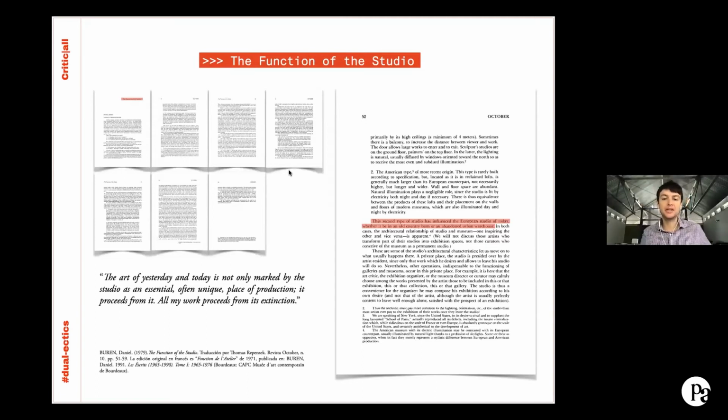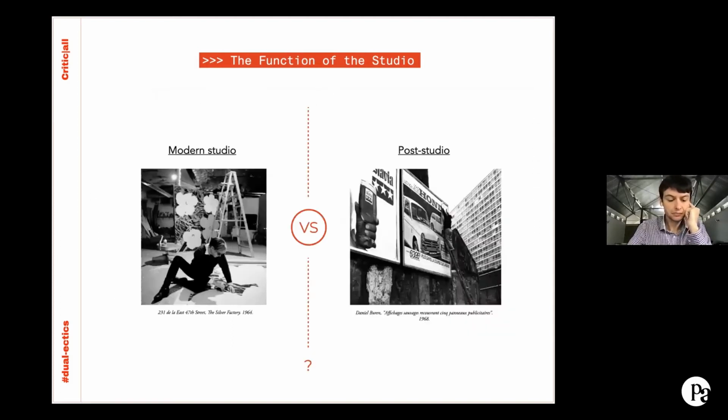He also ended his article stating that his work proceeded from the extinction of the studio, implying change in the relationship between this architectural space and his creative process. Then Buren's workspace would be open, mobile, and extended in the city. It would be in situ. So as the studio's death was officially declared, the birth of the post-studio era was being announced.